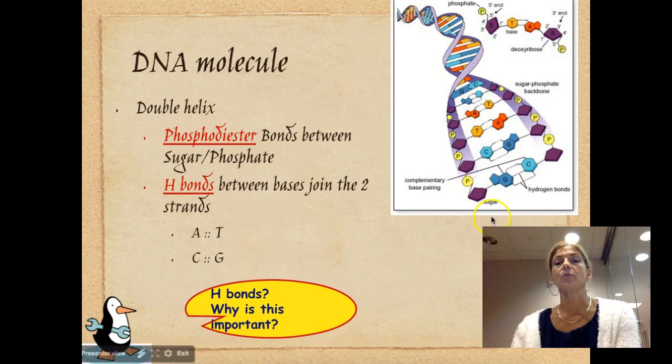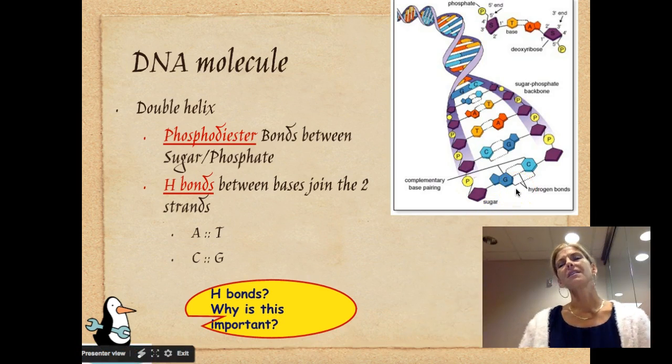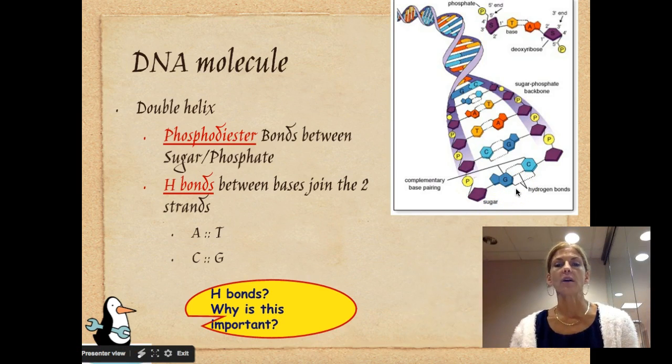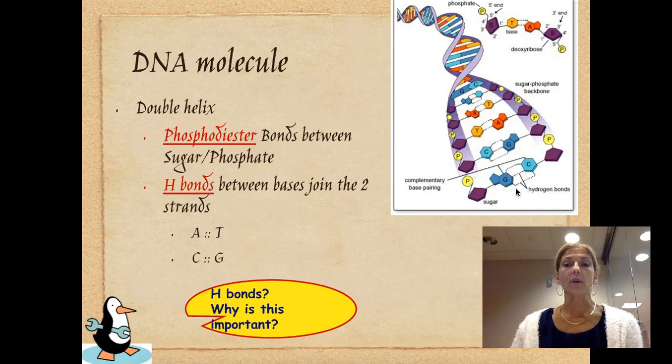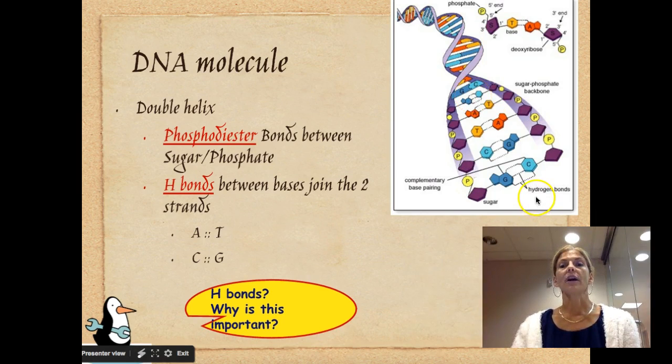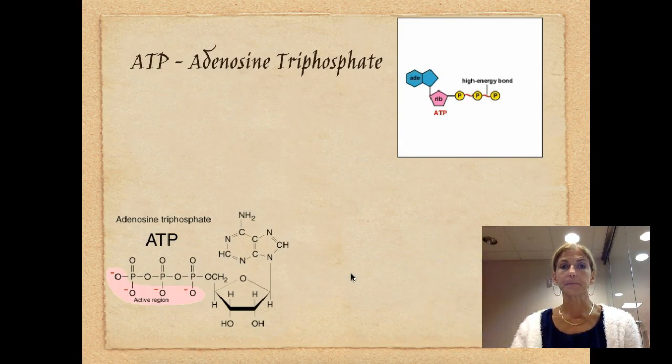So hydrogen bonds are really important because if you remember, they're just attractive forces. They're van der Waals forces. They can easily be broken. If I need to make an exact copy of this, I need to be able to access the information that's inside. So hydrogen bonds can easily be broken, and that allows me to bond new pieces in order to make the copy. So that allows it to serve as a template.